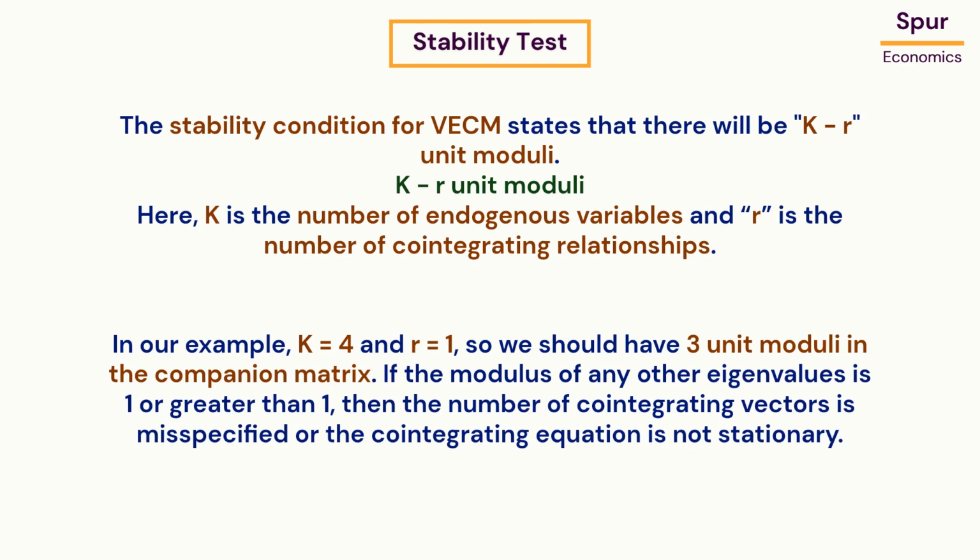The stability condition for VECM states that there will be K minus R unit moduli. Here, K is the number of endogenous variables and R is the number of cointegrating relationships. In our example, K is equal to 4 and R is equal to 1, so we should have 3 unit moduli in the companion matrix. If the modulus of any other eigenvalues is 1 or greater than 1, then the number of cointegrating vectors is misspecified or the cointegrating equation is not stationary.